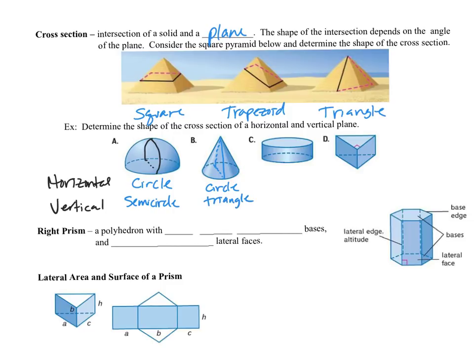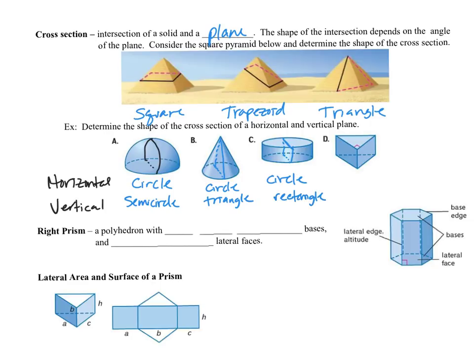Okay, in the next example, in this cylinder, a horizontal cross section would take on the same shape as the bases, so it would be a circle. And then a vertical cross section would look something like this. Let me see if I can sketch it. It would look something like that. I think you can see that the vertical cross section would be a rectangle. And then last but not least, let's look at this triangular prism.